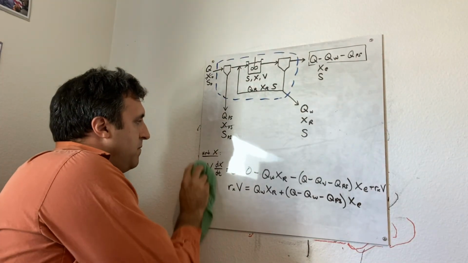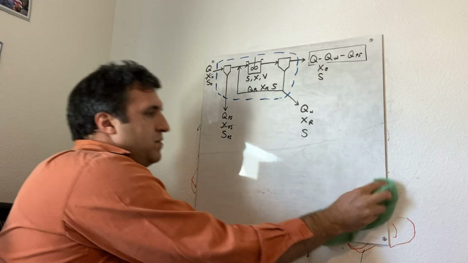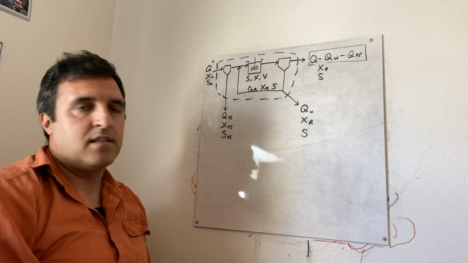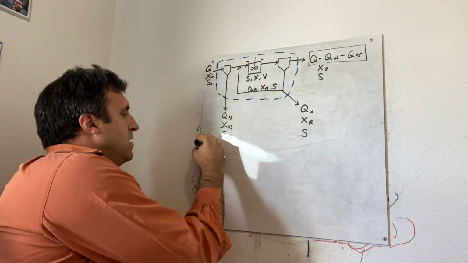Now let's do the same example, but with respect to substrate, for which we usually use COD or BOD as a measure of substrate concentration.